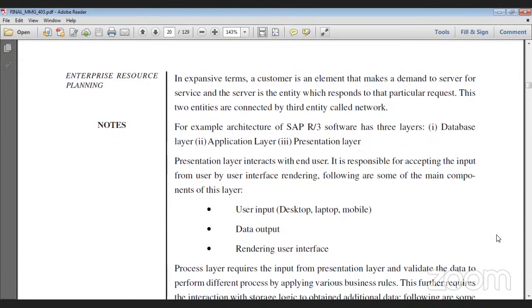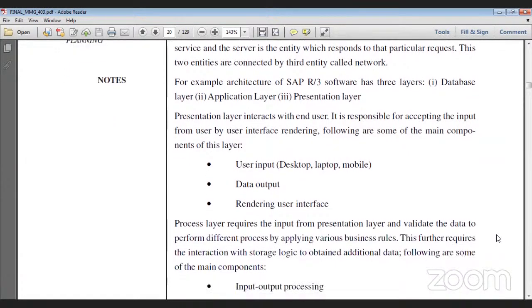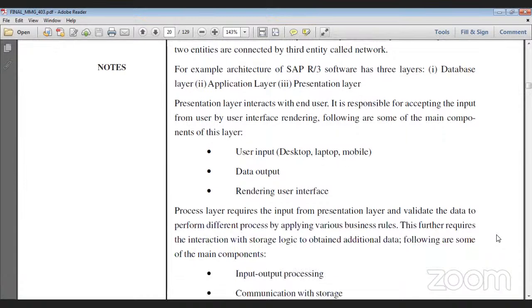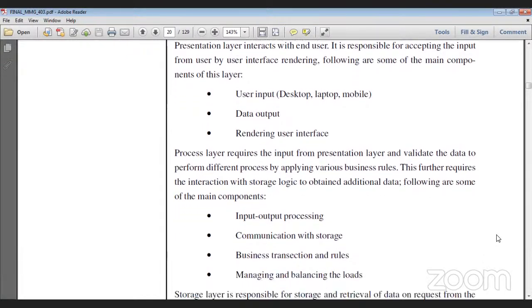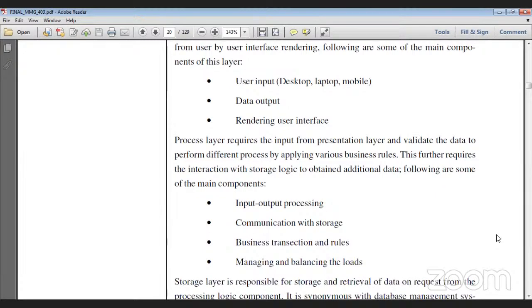Then the process layer requires the input from the presentation layer and validates the data to perform different processes by applying various business rules. It also interacts with the storage logic and maintains additional data. Its main components are input output processing, communication with storage, business transactions and rules, and managing and balancing the loads.